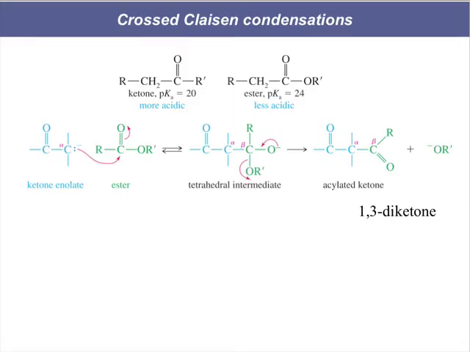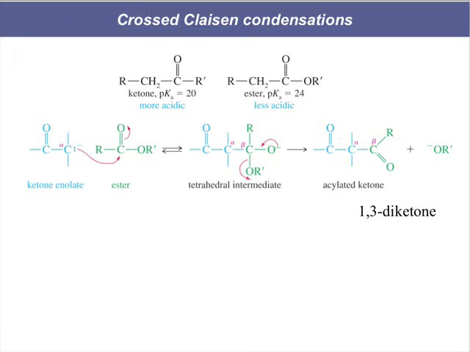Like we had a crossed aldol, we can also have a crossed Claisen. Sometimes crossed Claisens refer to having two different esters, the same way that the crossed aldol had two different aldehydes or ketones. But a crossed Claisen could also refer to a reaction where you have a ketone as your enolate and the ester as your electrophile. So in that case, you'll have a 1,3 diketone.